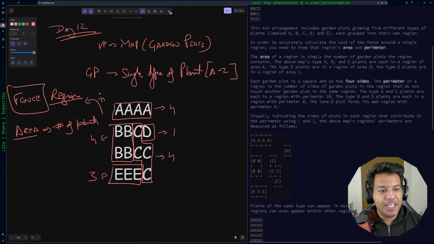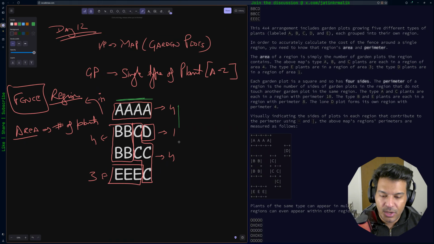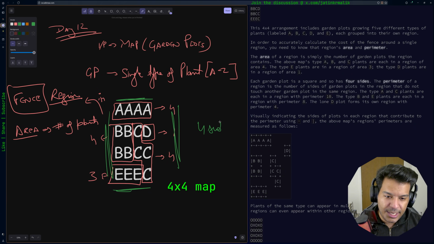Let's read on. Each garden plot is a square and so has four sides. So we can see the four sides here. They're saying that it is always going to be square. So 1, 2, 3, 4. So we have four sides.